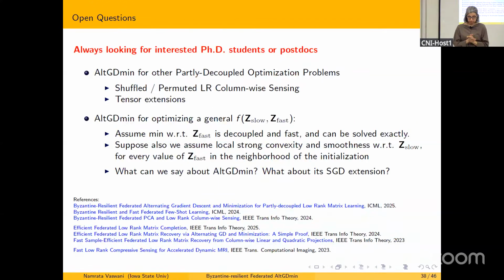And that's the end of this part of my talk. Always looking, by the way, for interested PhD students and or postdocs if there's interest. Open question is along the lines of what you were asking, which is AltGDmin for a general problem. Okay. References are provided here. Quick questions, if any.